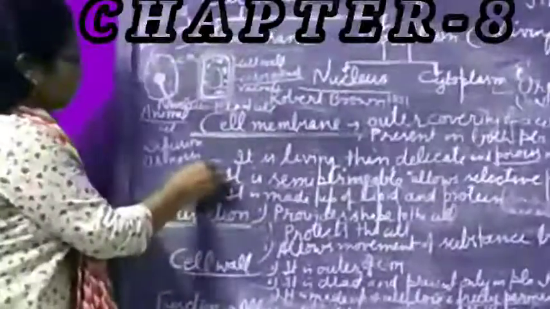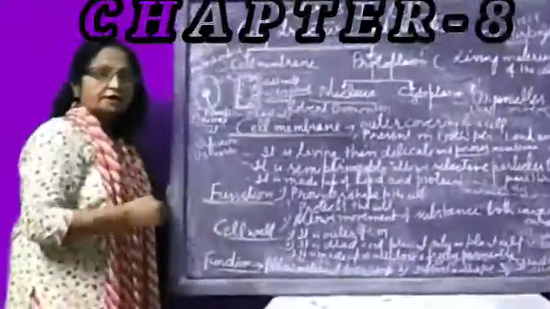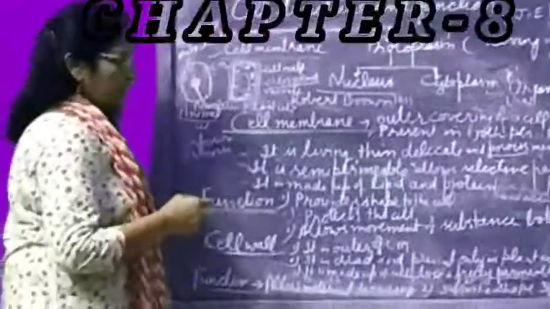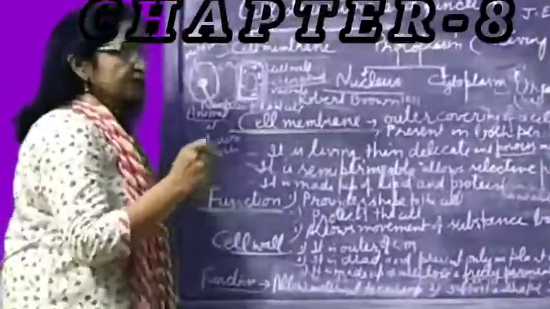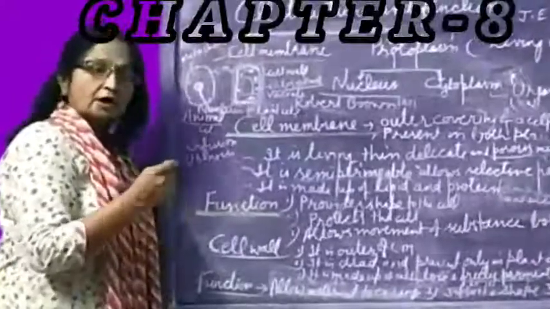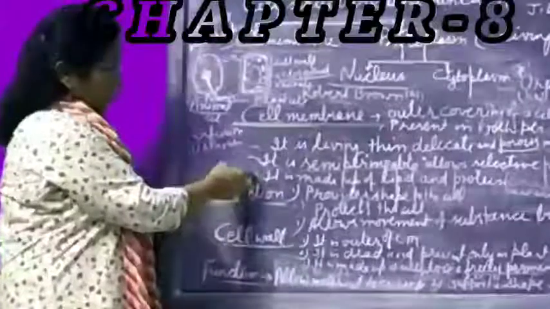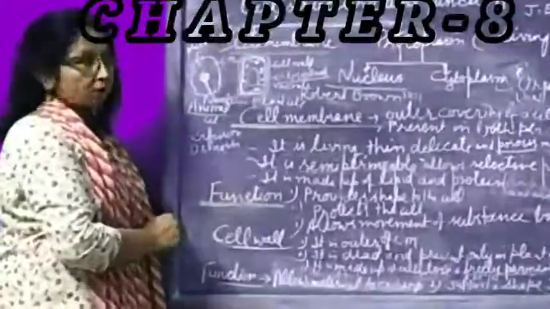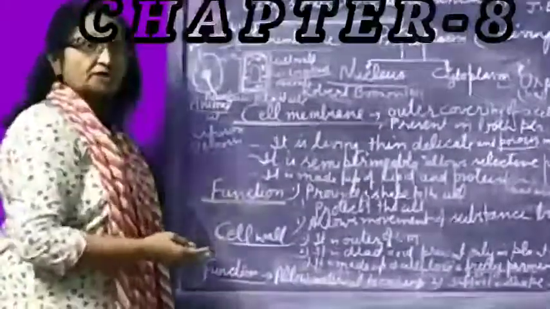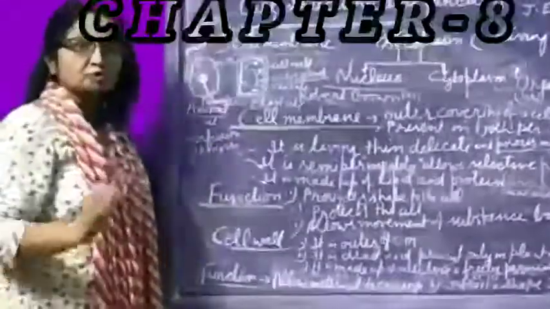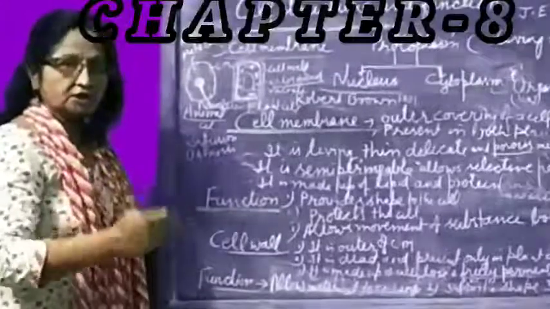What does it mean? It acts as a security guard. It will allow only selective things to come inside. There are just two processes here that allow substances to pass. Which methods? Two methods are there: diffusion and osmosis. Two methods that we will discuss again in 9th class.